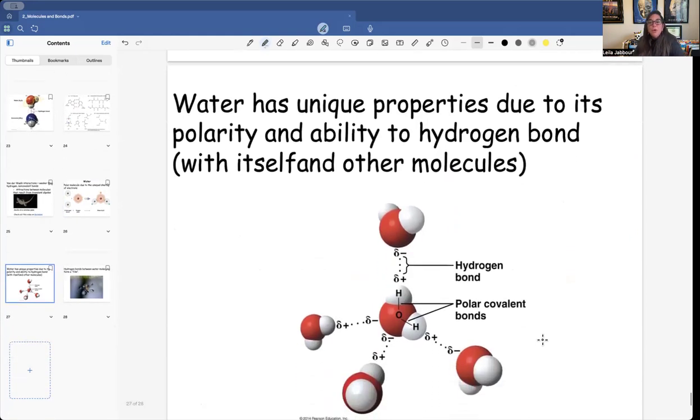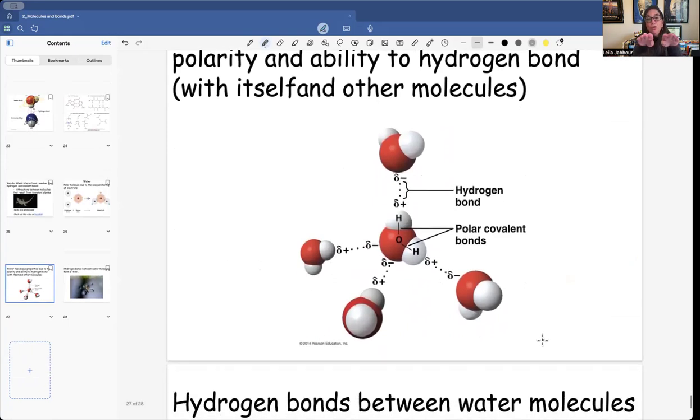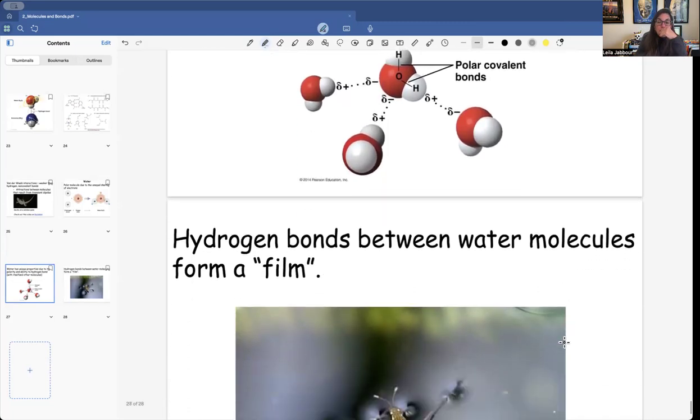So water has unique properties because of this polarity and also the hydrogen bonding it can form. So really there are 2 things going on. And you'll see the water molecules literally sticking together thanks to these hydrogen bonds. And it's going to be very easily disrupted because these are weak bonds.